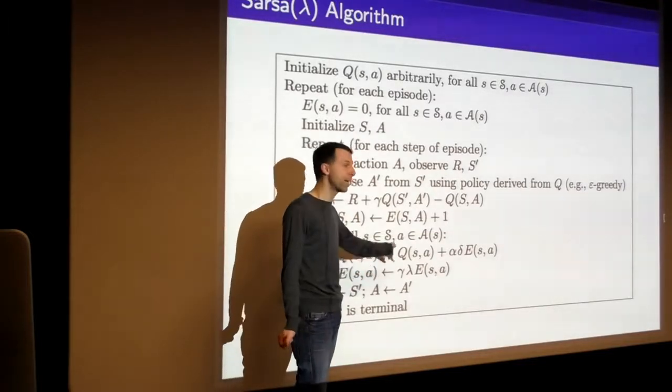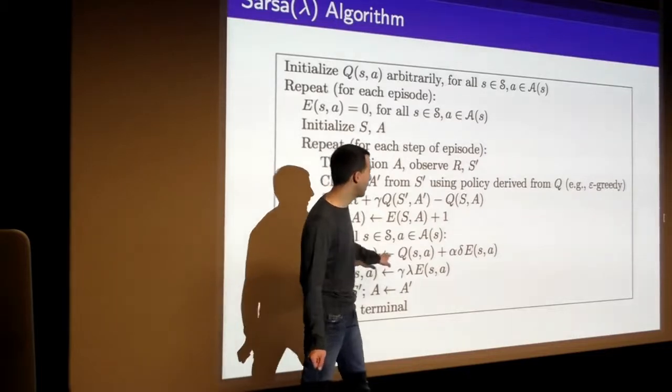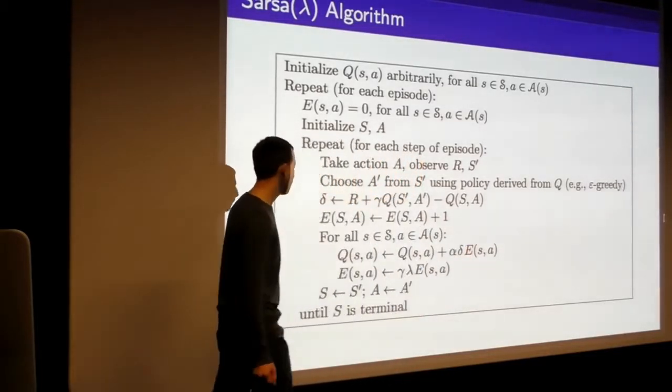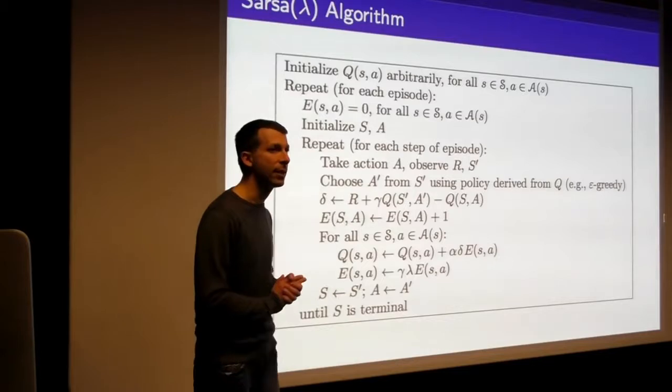So we need to update all state action pairs. And we update them all in proportion to the TD error and the eligibility trace. And we just iterate every single step.